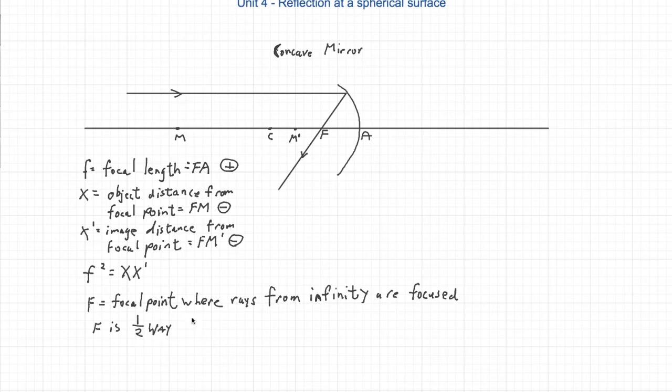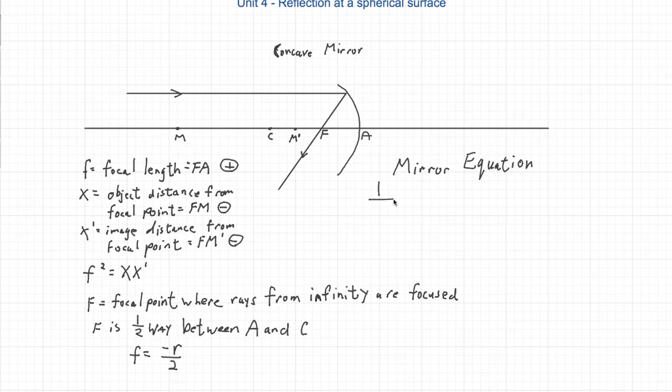It happens to be halfway between the center of curvature and the vertex, halfway between C and A. So the focal length equals negative r divided by 2. The minus sign is there because the focal length is measured from the focal point to the surface, while the radius is measured in the opposite direction from the surface to the center of curvature. This is the mirror equation, really important. 1 over u plus 1 over u prime equals 2 over r equals negative 1 divided by f.